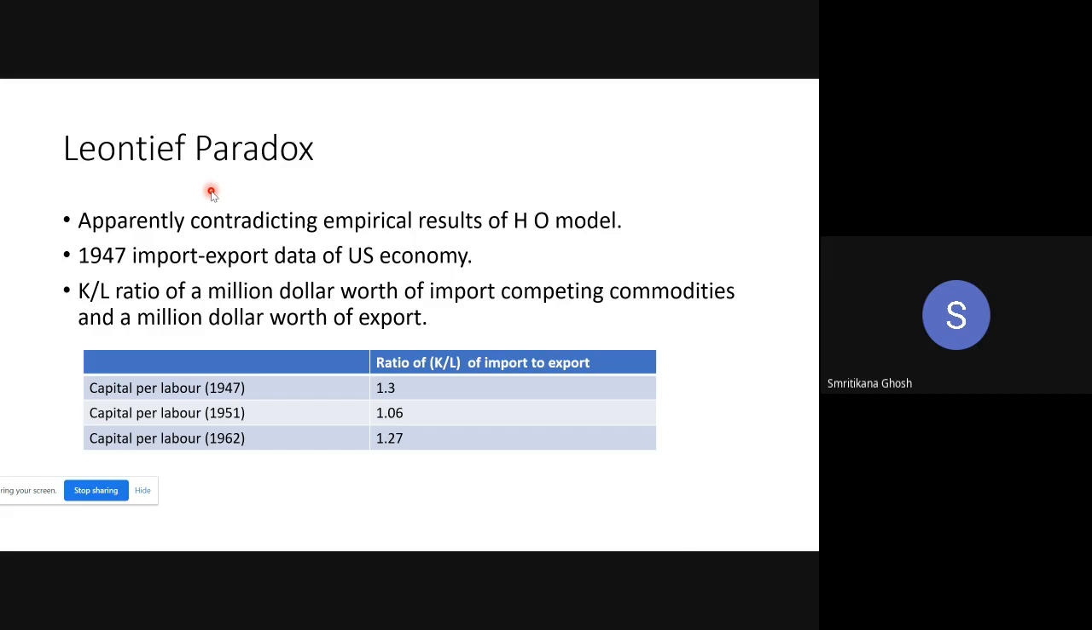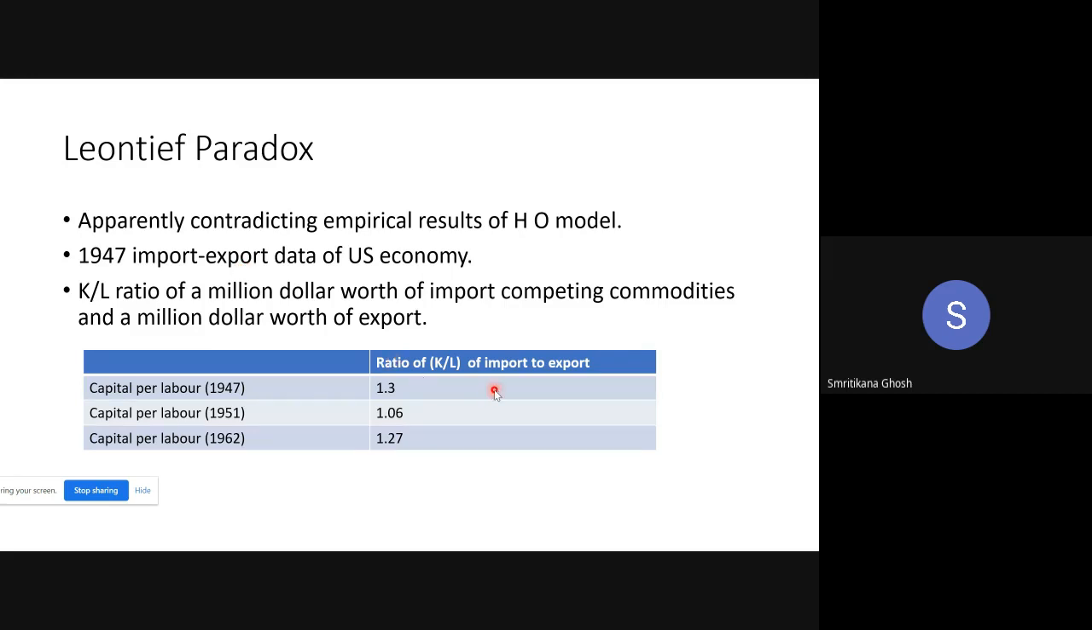So he took the export import data of the U.S. economy of 1947. US economy is considered a capital abundant country, and as a capital abundant country, the US economy should export capital intensive commodity according to the HO model. He was just checking whether it is true or not, and he was surprised to see that the US economy is continuously exporting labor intensive commodity. Being a capital abundant country, the US economy is exporting labor intensive commodity. So there comes the paradox, right? Apparently the HO model has failed. The HO model cannot explain it.